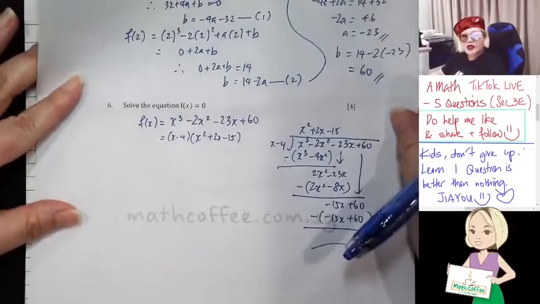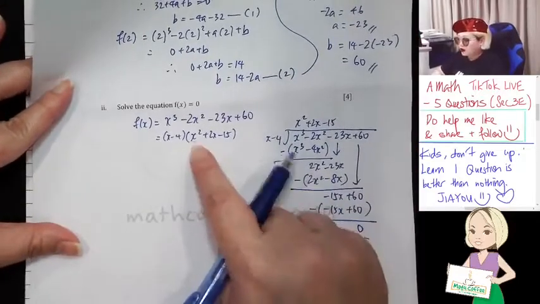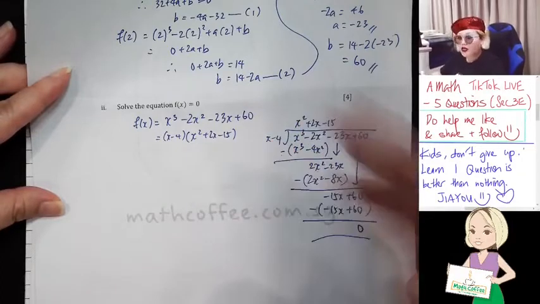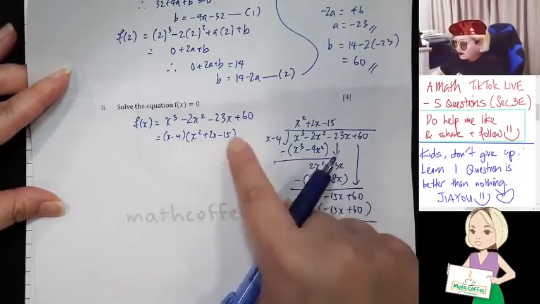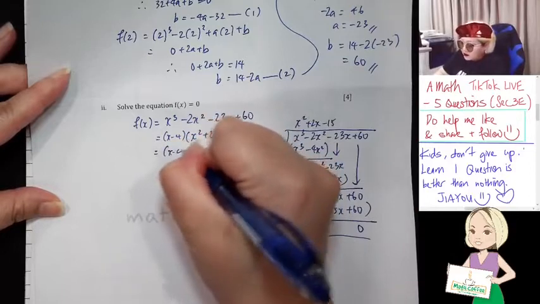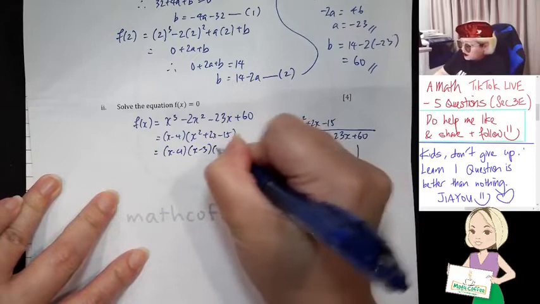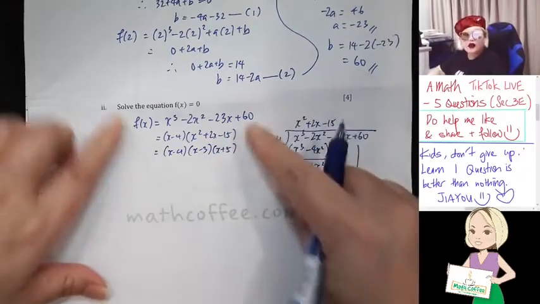Okay? And then you have to see whether this quadratic factor can be further factorized or not. So this one can use the cross method, and it ends up having x minus 4, x minus 3, and x plus 5. So now I have already factorized, right?